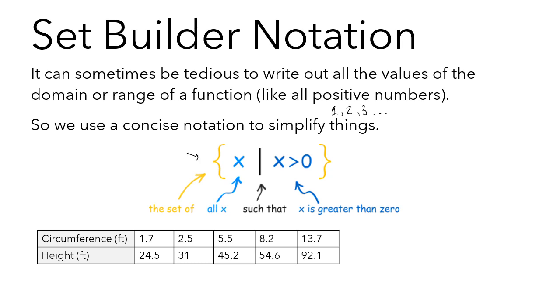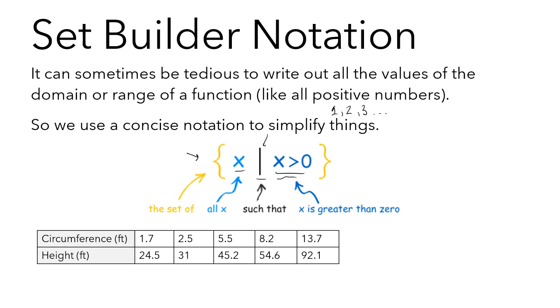You've got curly brackets, then you've got an x, a line, and then a condition, and another curly bracket. So this would read the set of all x such that, this up and down bar means such that, some condition, in this case x is greater than 0.